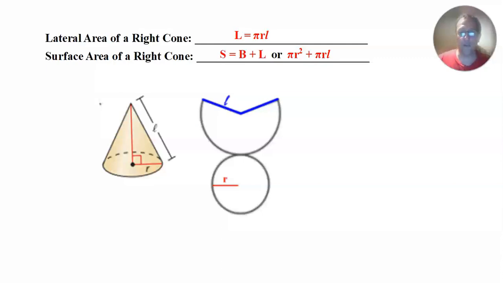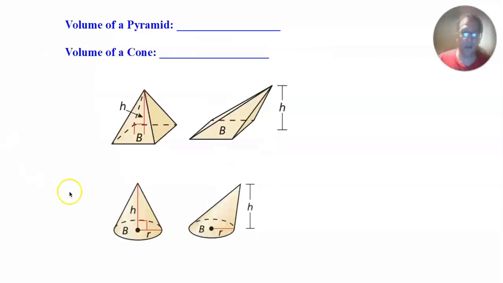Now let's look at volume. So volume of a pyramid and a cone. Now, if this was a prism, it would be area of the base times the height. But it's not a prism, it's a pyramid. Well, with triangles, it's going to be a fraction, right? So you're probably thinking 1/2 base times height, but no. For volume, it's going to be 1/3 the area of the base times the height.